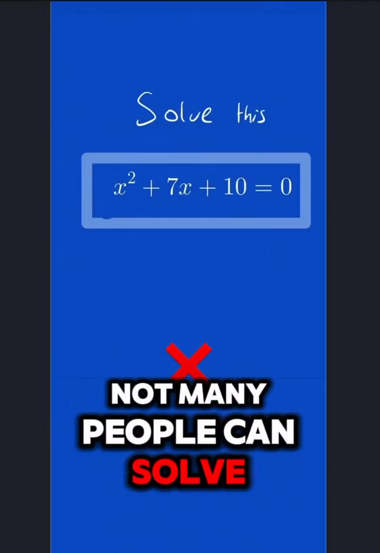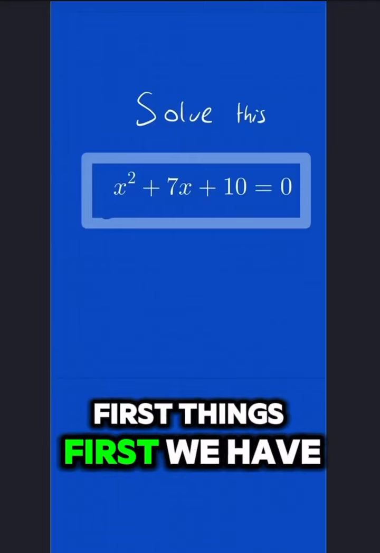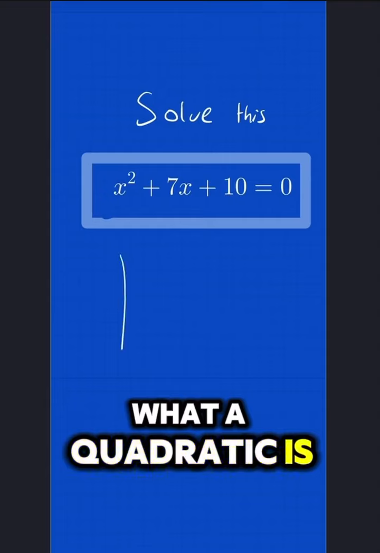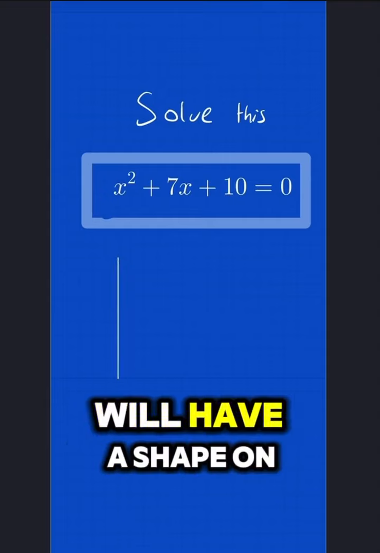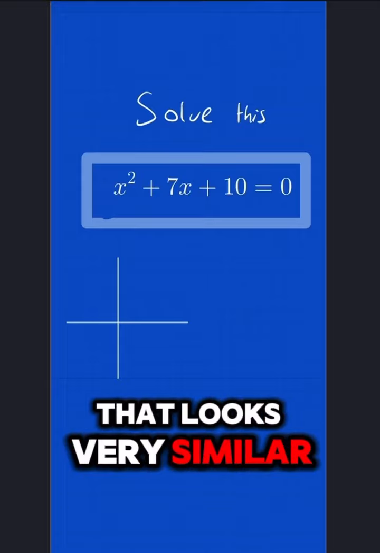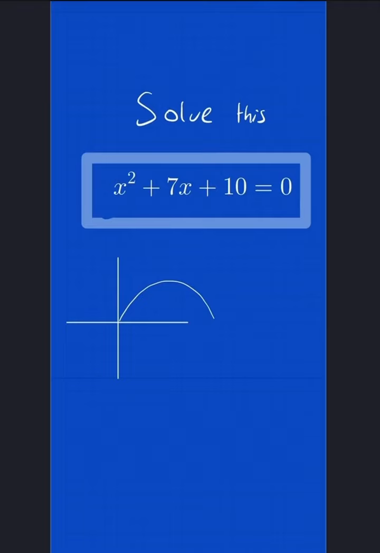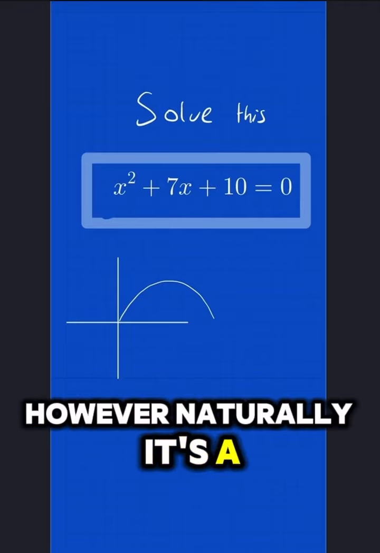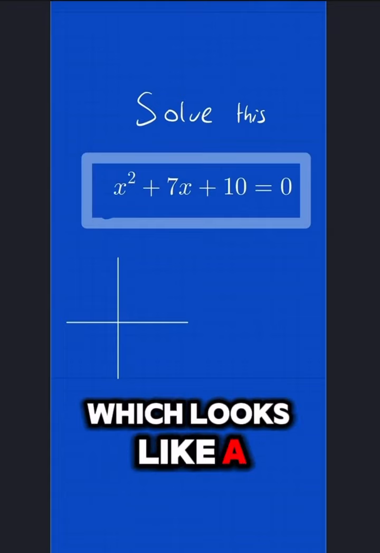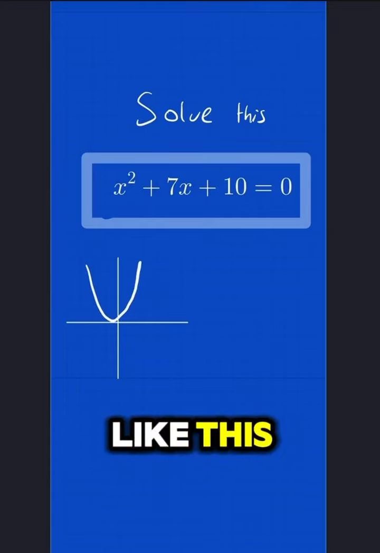Not many people can solve a quadratic. First things first, we have to understand what a quadratic is. A quadratic will have a shape on a graph that looks very similar to if you were throwing a ball in the air and it would fall back down to the ground. However, naturally, it's a positive form, which looks like a smiley face, which looks like this.